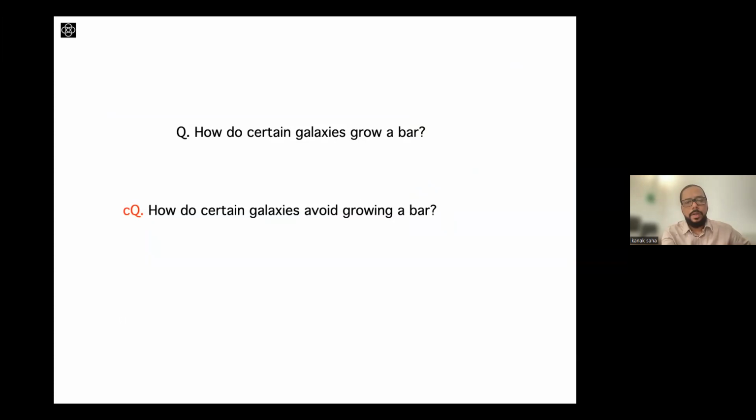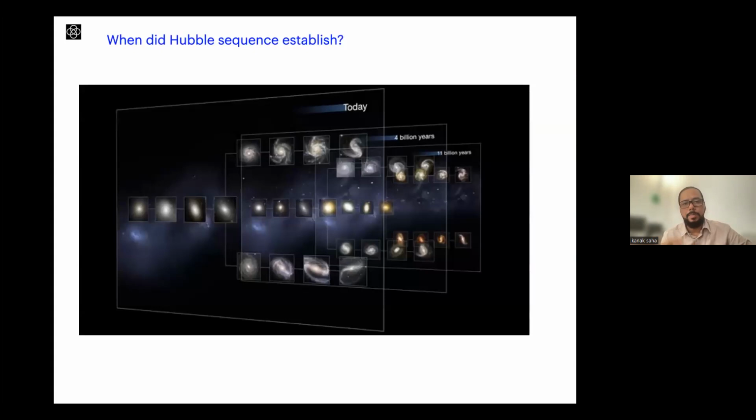Now the central question is, how do certain galaxies grow a bar? That's the question that almost everybody interested in these galaxies has come across at some time. The complementary question would be, how do certain galaxies avoid growing a bar? If we answer this, we understand the two arms of the Hubble tuning fork diagram, which is barred and unbarred.